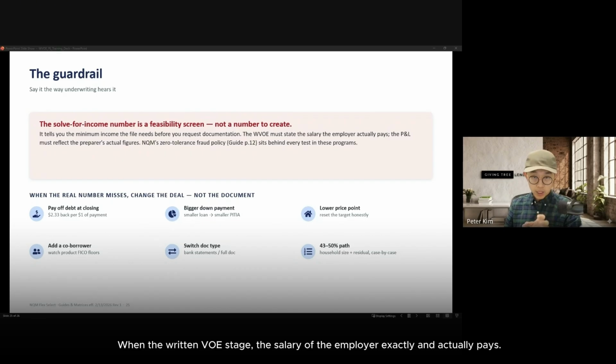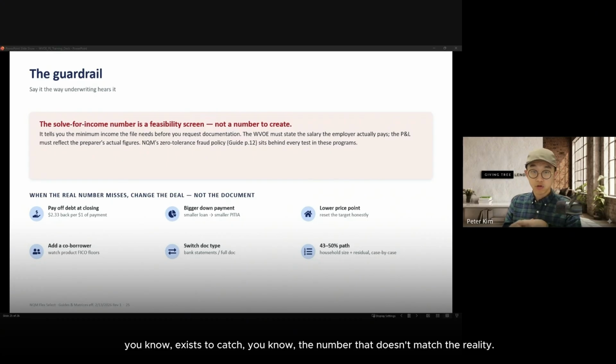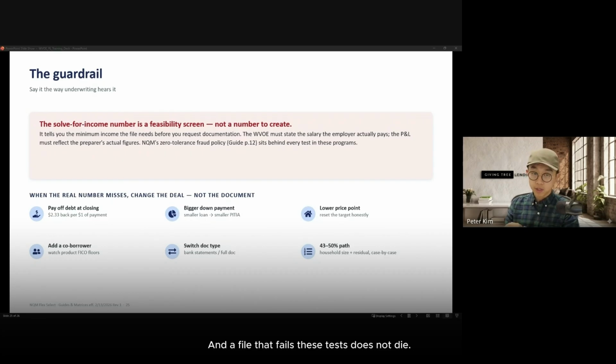At the written VOE stage, it shows the salary the employer actually pays, and a P&L reflects the preparer's actual figures. Salary.com, the 65% deposit test, verbal VOE, and CPA attestation exist to catch a number that doesn't match reality. So Giving Tree Lending underwrites a file and runs a zero tolerance fraud policy. A file that fails these tests does not die. It burns the borrower, your pipeline, and your relationship with realtors.